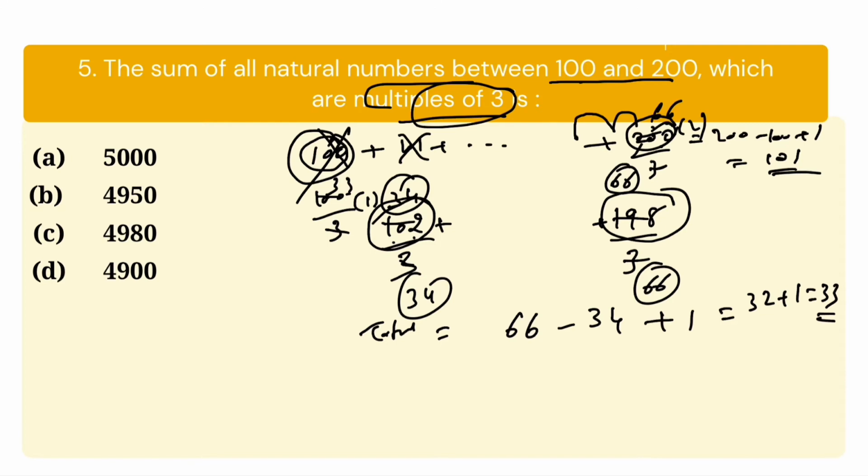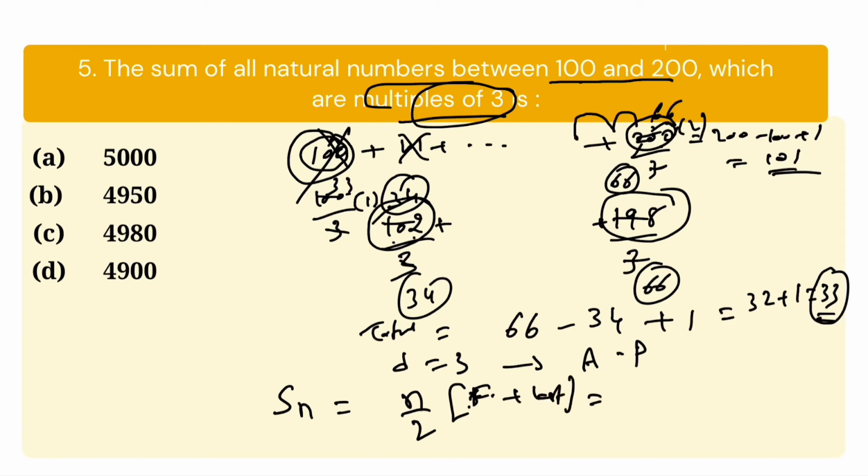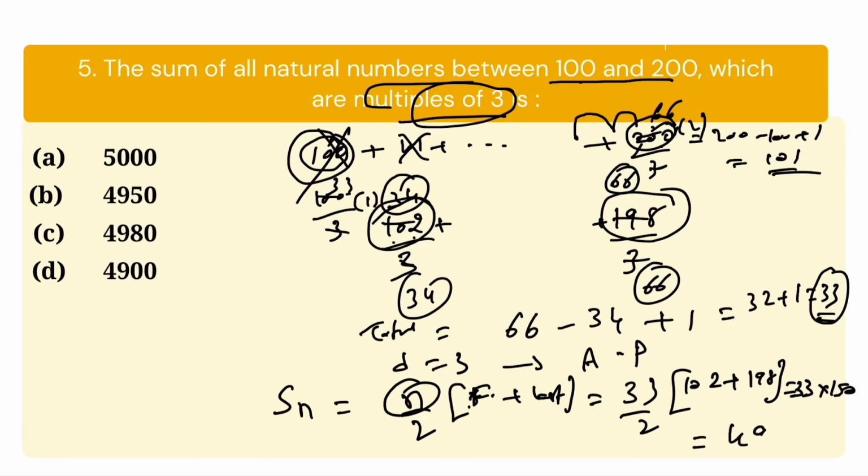Now we know how many total numbers there are, and we know the first number and last number, and all numbers are multiples of 3. So the difference between each number is 3. It looks like everything is in arithmetic progression. So we can use the formula for the sum of numbers in arithmetic progression, n by 2 into first number plus last number. We know n is 33, so 33 by 2 into first number 102 plus last number 198. The answer becomes 33 into 150, which is equal to 4950.